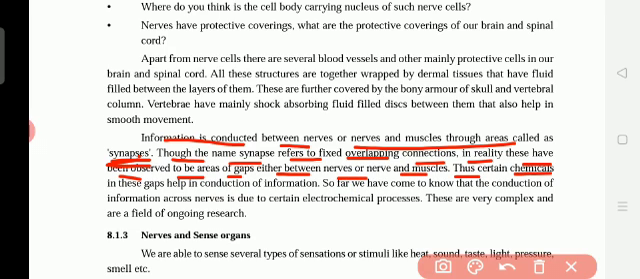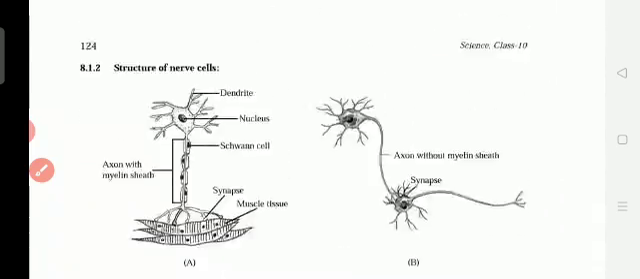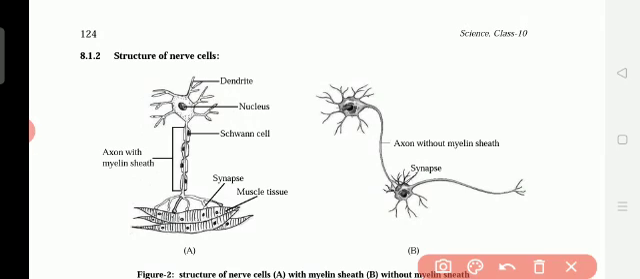Certain chemicals in these gaps help in conduction of information. So far we have come to know that the conduction of information across nerves is due to certain electrochemical processes. These are very complex and a field of ongoing research. For example, synapse means that between this nerve cell and this nerve cell, there is a gap. That is called a synapse, where the exchange of information is taking place.